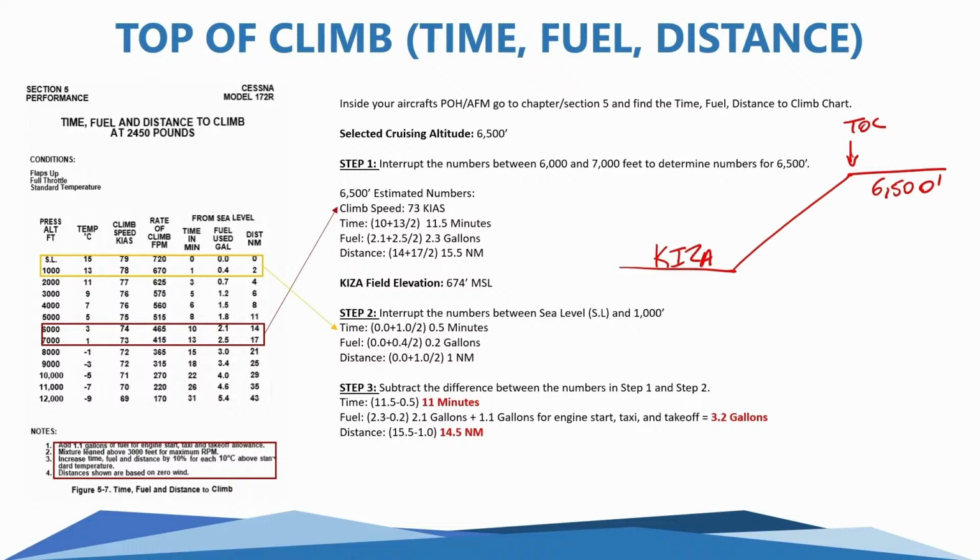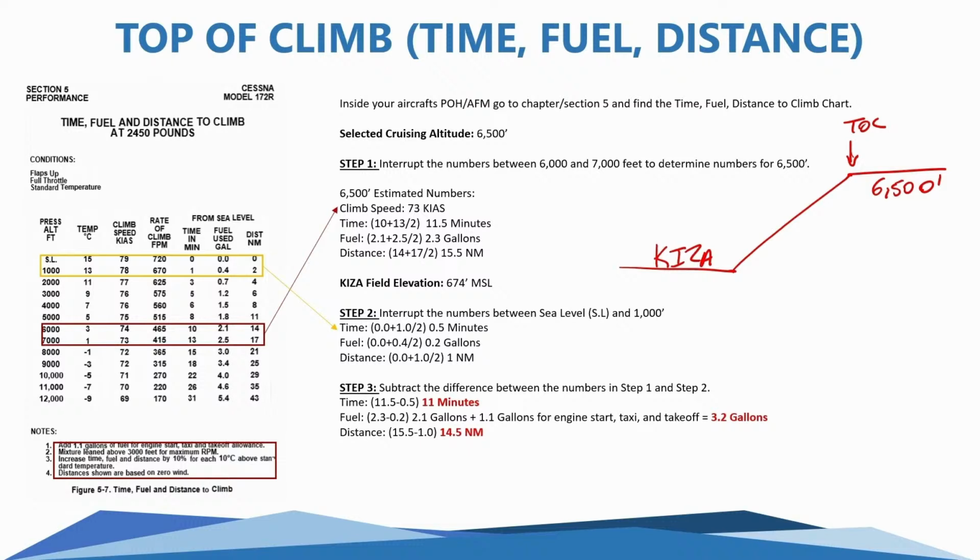Now, you're going to use your time, fuel, and distance to climb. I purposely use Cessna charts because they're a little bit faster and easier here. For this specific airport, we have to interpolate the information a little bit, because it's not at sea level and it's definitely not at 1,000 feet. So there's a two-step process here, and the first step that we're looking at is in red. And then once we do this, we'll take a break.